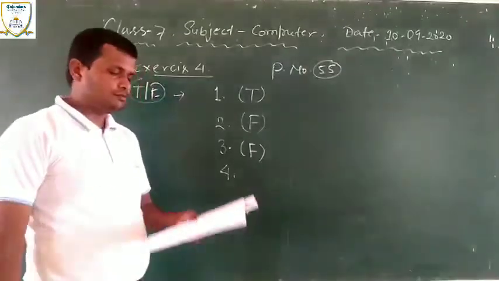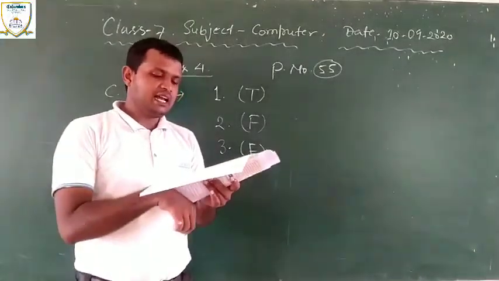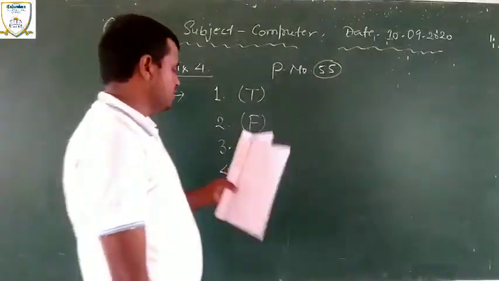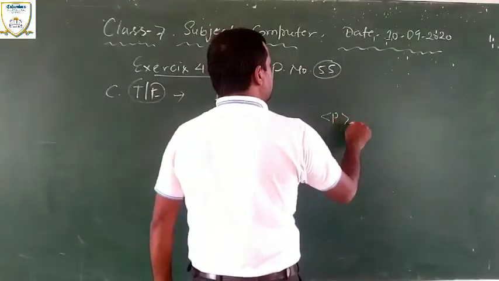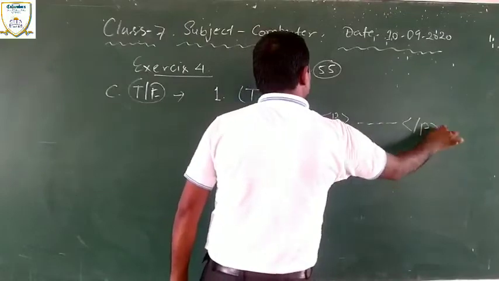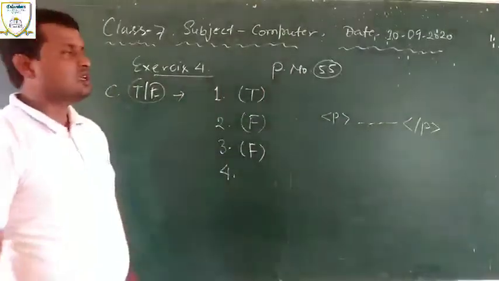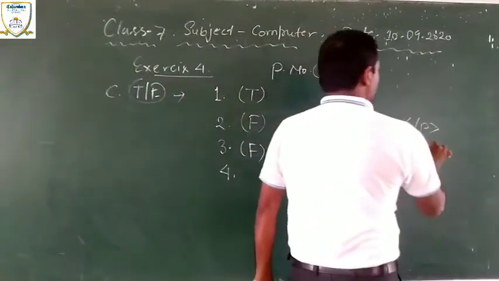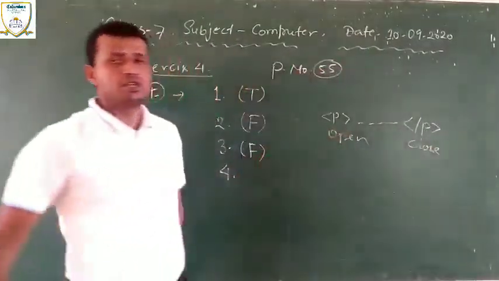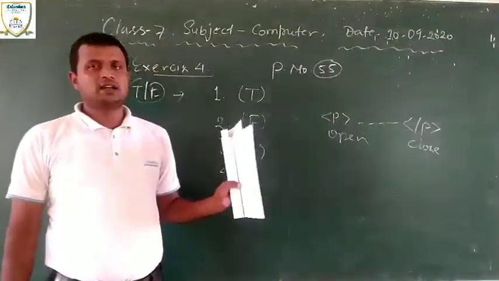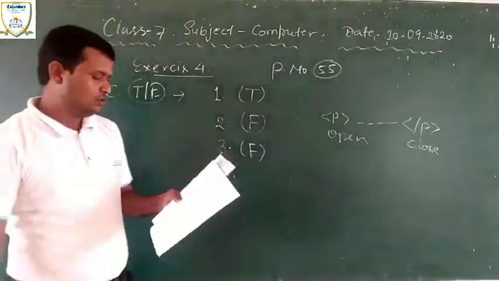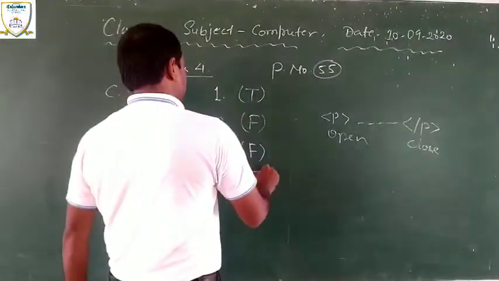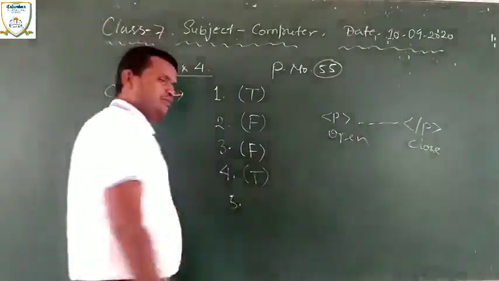Now fourth: the paragraph element has a closing tag. When you open the paragraph and complete the sentence, you must close the paragraph. Here it is open and here it is closed. Both are required, open and closed. So the paragraph element has a closing tag. It is correct, true.